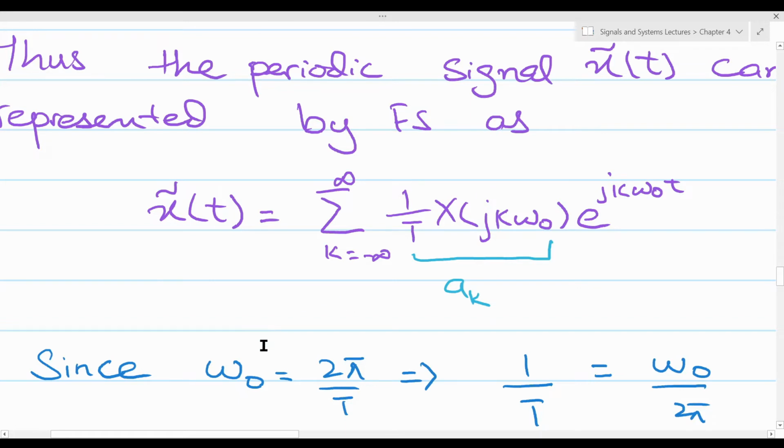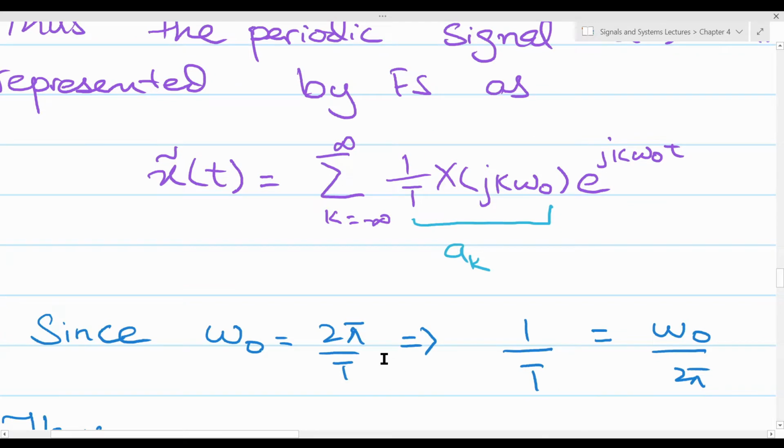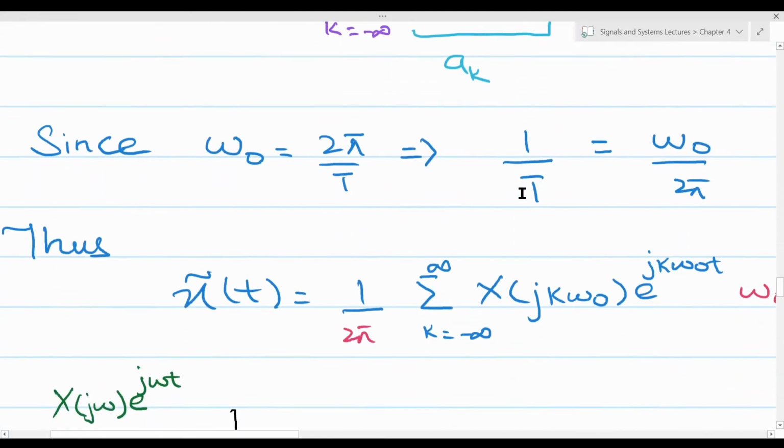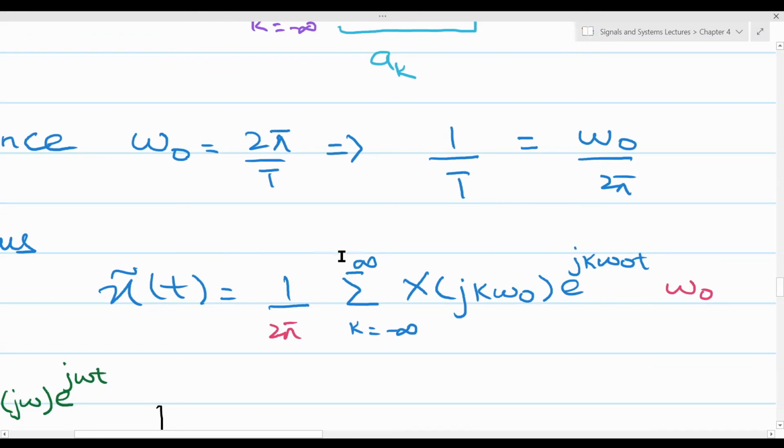Now, since we know that the fundamental frequency here is 2 pi by T, rearranging this will yield 1 over T equals omega naught over 2 pi. So this 1 over T can be replaced by omega naught over 2 pi in the above summation. The 1 over 2 pi is carried out of this summation and omega naught is left inside the summation.